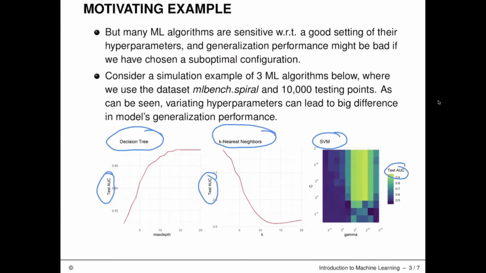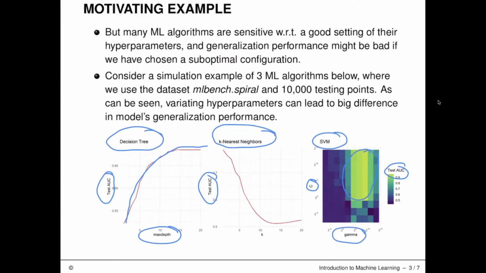Here on the right side for the support vector machine, we have 2 hyperparameters, C and gamma, and right now it really is not important what these hyperparameters mean, but we have 2 hyperparameters, so we can see the best test AUC is somewhere here. And for a decision tree, we plotted the test AUC with respect to the maximal depth. We can see that in this case, the AUC gets better for trees that have a larger depth.